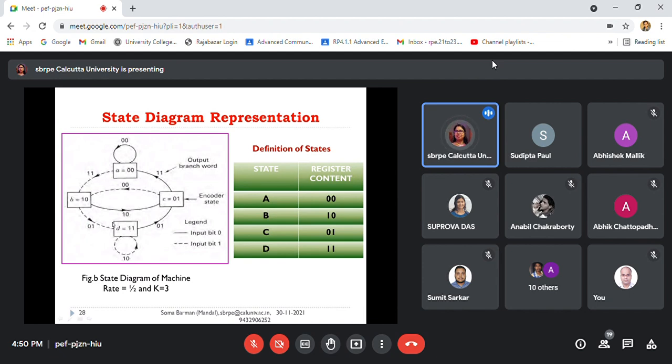Okay. So you can change this representation. C may be here, B may be here, but how you define the state, depending on that, the state transition will change. Okay.